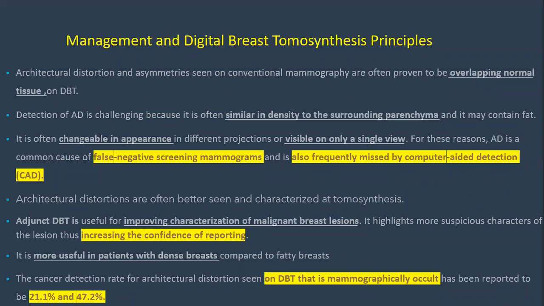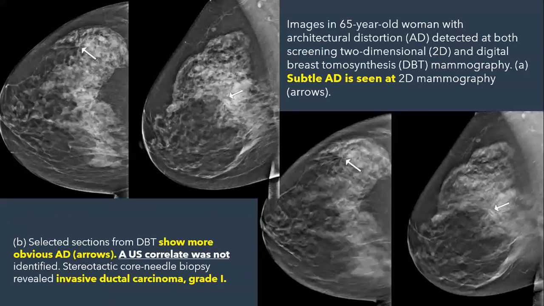Because overlapping tissue will be eliminated, we can see what is in between these tissue lines. So the cancer detection rate for architectural distortion seen on digital breast tomosynthesis and mammographically occult has been reported to be 21.1% and 47.2%. That is too high. Yes, almost up to 50% of the patients.